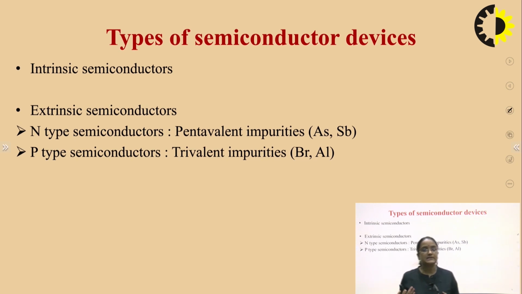The extrinsic semiconductors are further classified into 2 categories. The first one is N type, and the second one is P type. In N type semiconductors, we are adding the pentavalent impurities, which are arsenic and antimony, and in P type semiconductors we are adding the trivalent impurities, which are boron and aluminium.